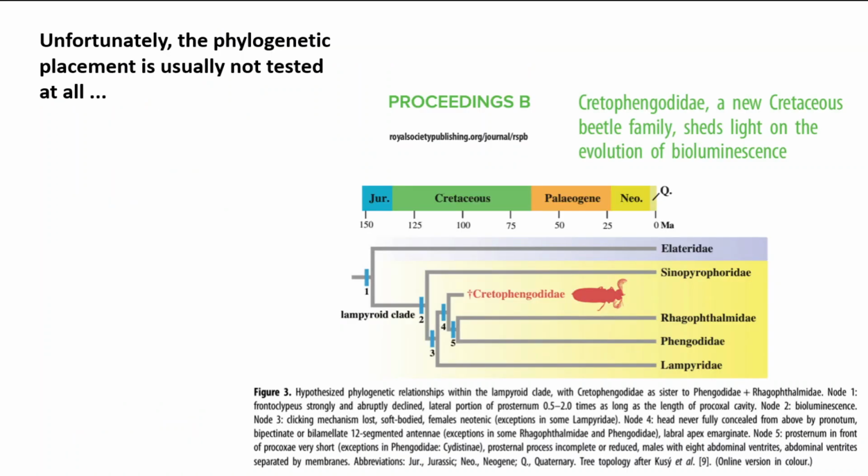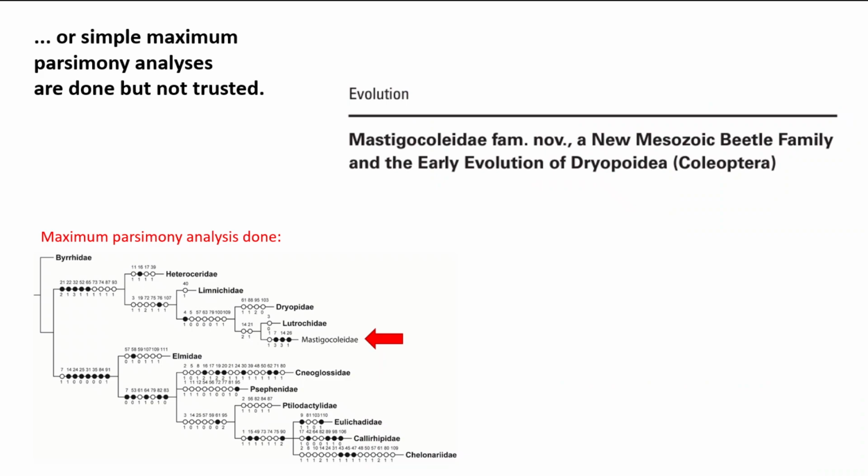So unfortunately, at least in beetle studies, very frequently the phylogenetic placement is not tested at all. As an example, I can show you this study. This is a description of a new family of Cretaceous beetles. You can find in this paper this phylogenetic tree, but you cannot find there any analysis. So this tree is basically just written by hand. It is more like a hypothesis done by the author, but it's not based on any real analysis. This is, unfortunately, a very frequent way how phylogenetic treatment is still done in many insect fossil papers.